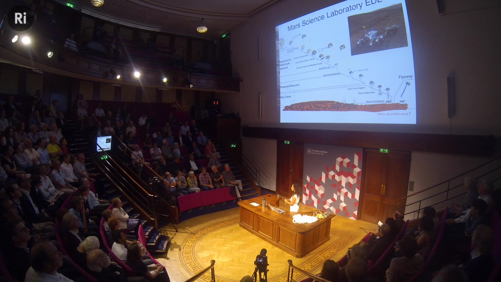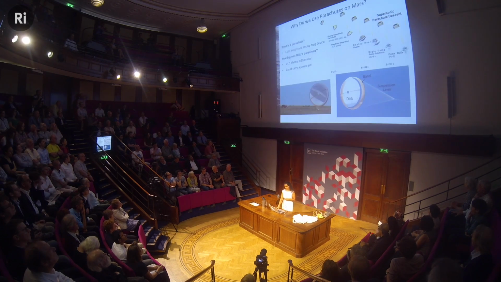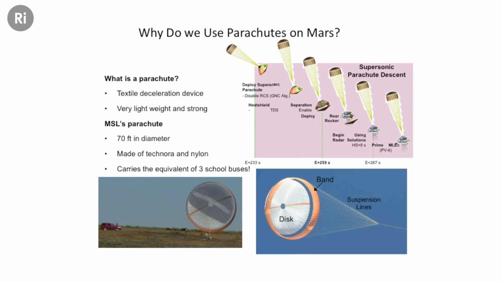And so I'll talk a little bit more about the parachute phase, just because that's what I worked on for several years. So what is a parachute, and why do we use parachutes on Mars? What a parachute is, basically, is a textile device.